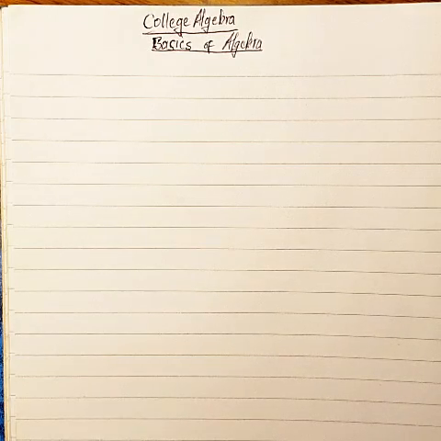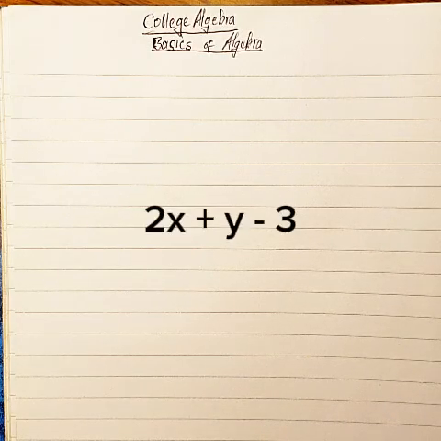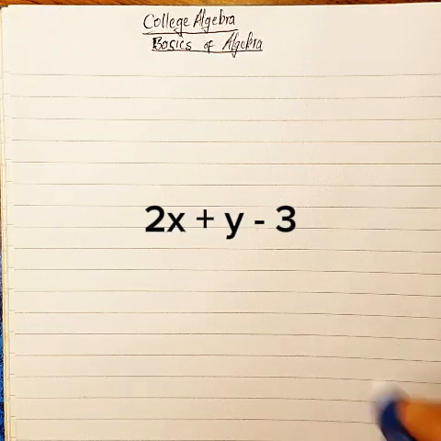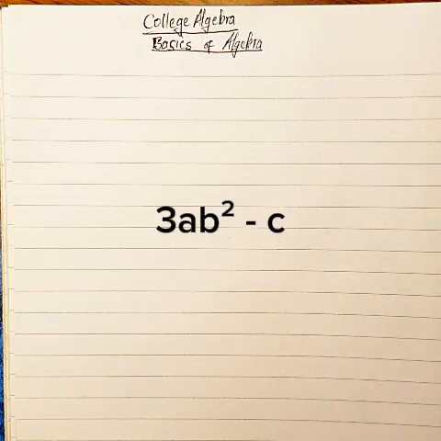So this topic is basically for us to get a basic understanding of how we deal with algebra and algebraic expressions. An algebraic expression is a collection of letters and symbols combined with at least one of the arithmetic operations, like plus, minus, times, divide. For example, 2x plus y minus 3, that is an algebraic expression. And in the same way, 3ab squared minus c is also an algebraic expression.